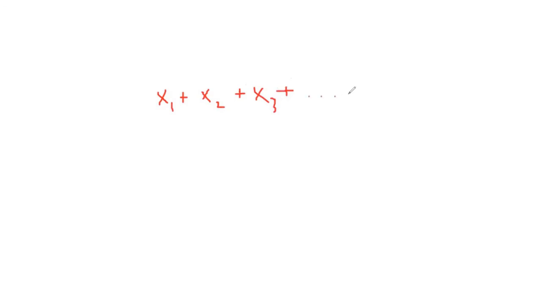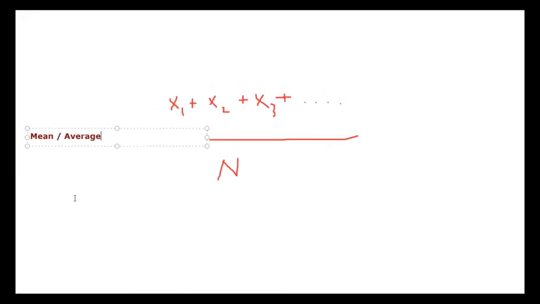And what we do, we just divide it all by n. What's n? n is the total number of items we have, right? So we add these all and divide by n, and this is what we call the mean, or average of the data. We add up all individual values and then we divide by n.